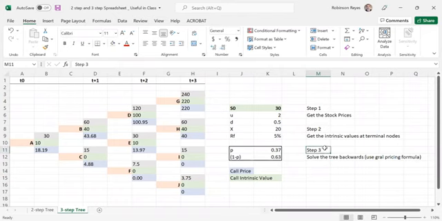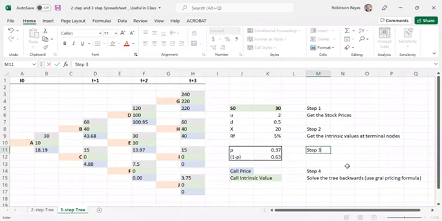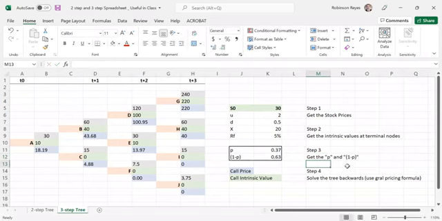Oh, well, I'm going to name this step 4, because before we can use this formula, we need one last step, which is one step before: get the P and 1 minus P, right? Because we will need that if we want to use the pricing formula. So that's how we solve this 3-step binomial tree. I hope this is helpful.